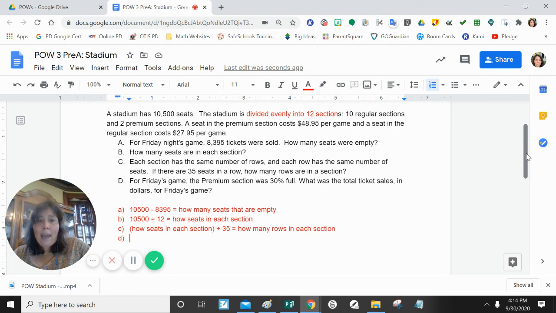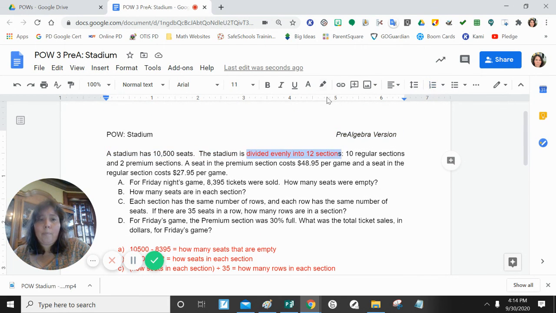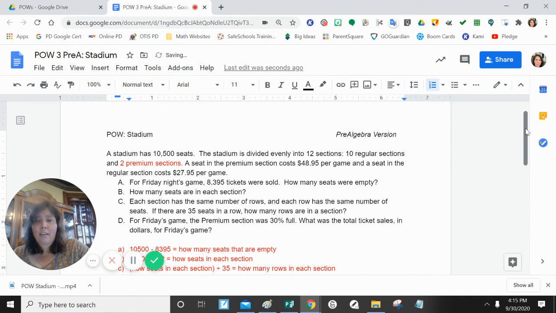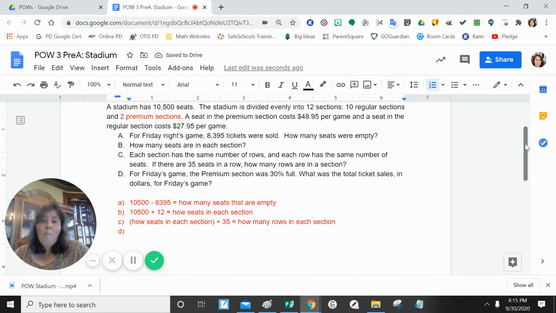And to do that, I have to go back to the top of my word problem. So I know that I have 12 total sections. I know 10 are regular sections, but I also know that 2 of them are premium sections. So when we figured out how many seats are in a section, that's just one section. I've got 2 premium sections. So I have to take the answer to part B, and I have to multiply that by 2. That's going to give me the total premium seats.